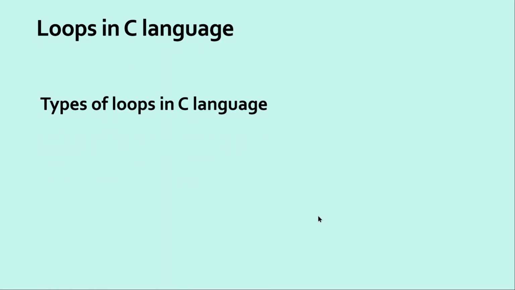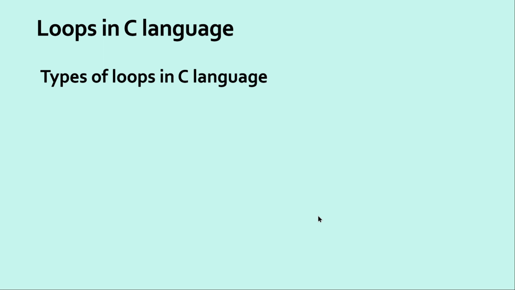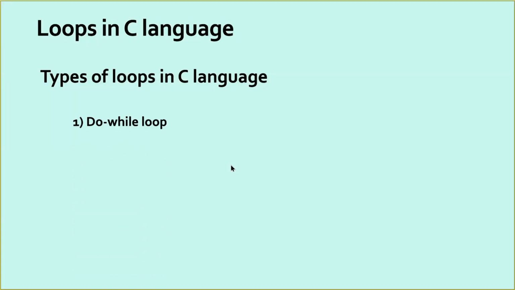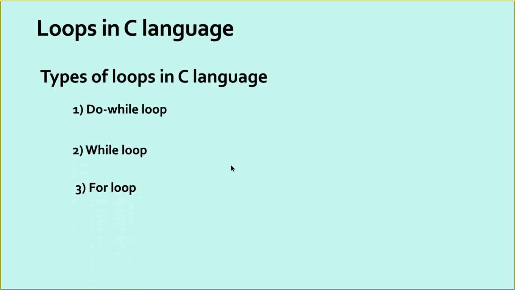Now let us discuss the types of loops in C language. First one is the do while loop, then comes the while loop, followed by the for loop. So these are the three loops that we can use in C programming, and all these three loops we will discuss in further videos.